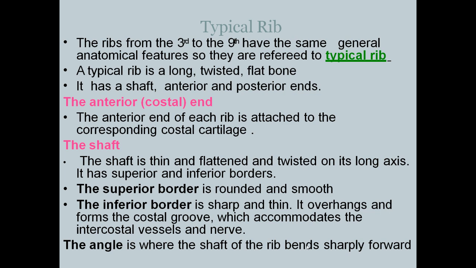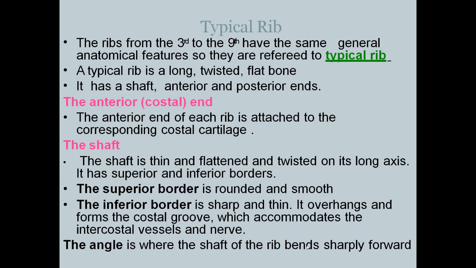Typical rib. The ribs from the 3rd to the ninth have the same general anatomical features, so they are referred to as typical ribs. A typical rib is a long, twisted, flat bone. It has a small anterior and posterior end. The anterior end of each rib is attached to the corresponding costal cartilage, and the shaft is thin and flattened and twisted on its long axis.